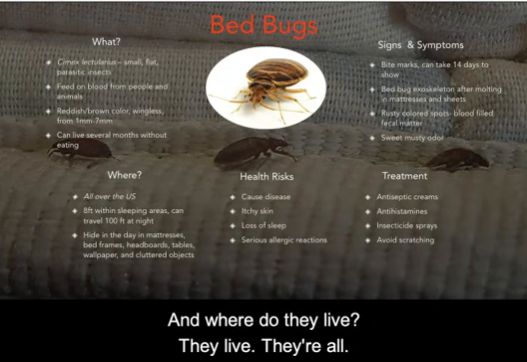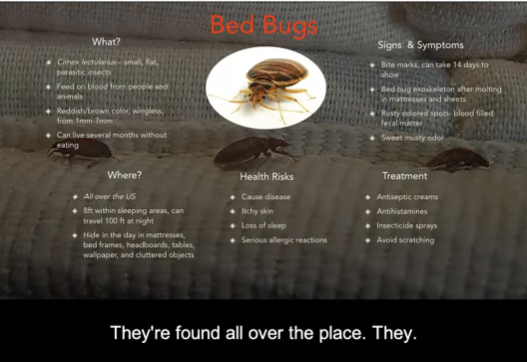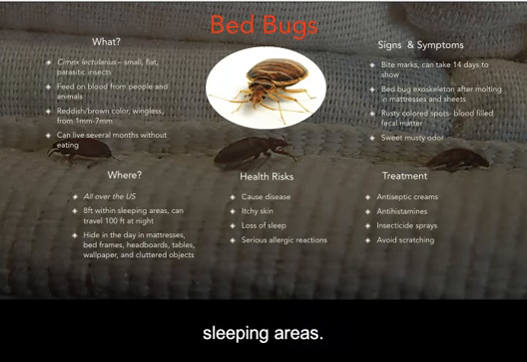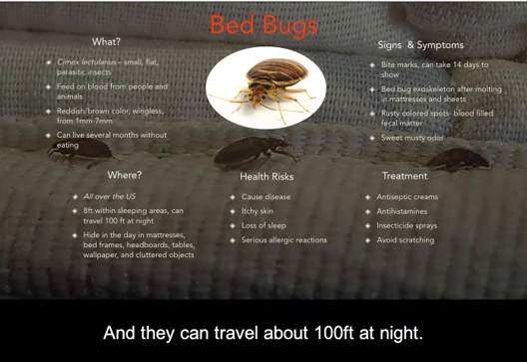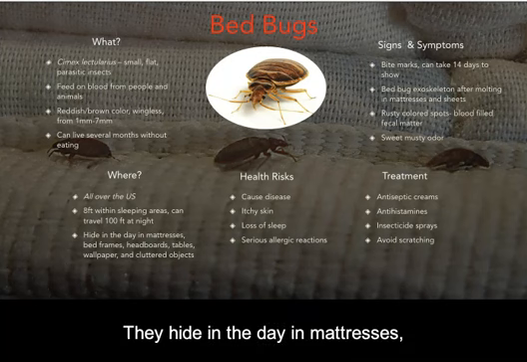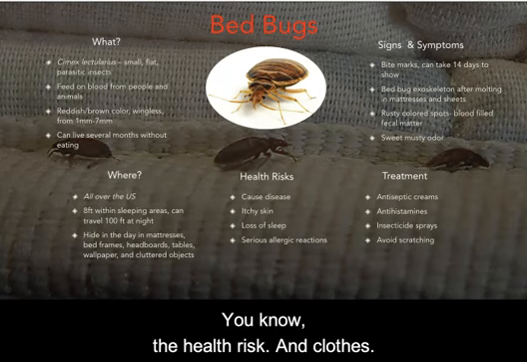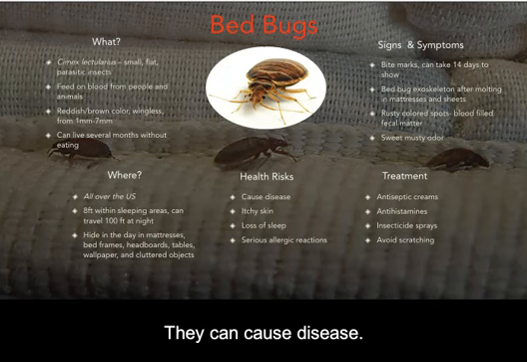And where do they live? They're found all over the place. They're usually found within about 8 feet of sleeping areas, and they can travel about 100 feet at night. They hide in the day in mattresses, bed frames, headboards, tables, wallpapers, and cluttered objects. The health risks include that they can cause disease. They cause itchy skin, loss of sleep, and serious allergic reactions.